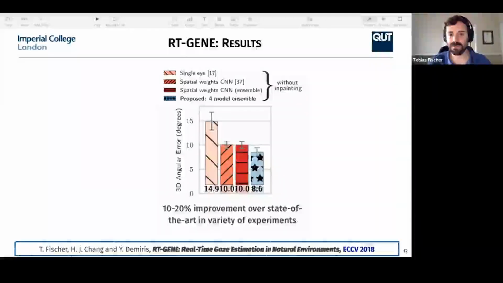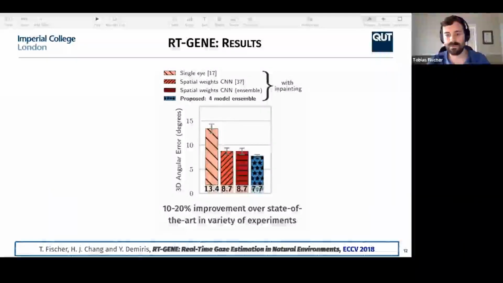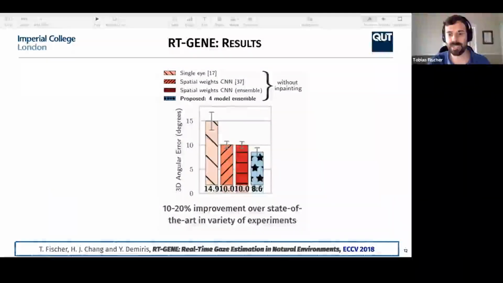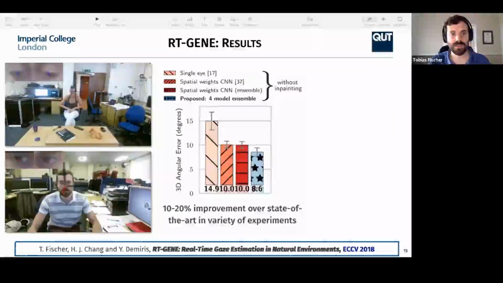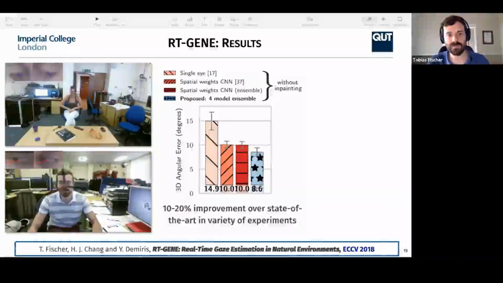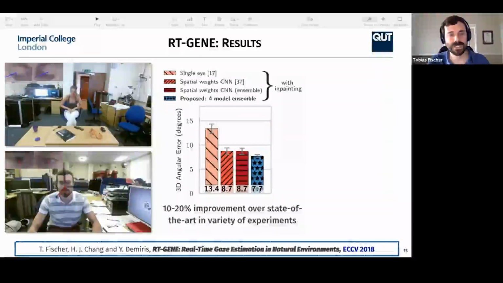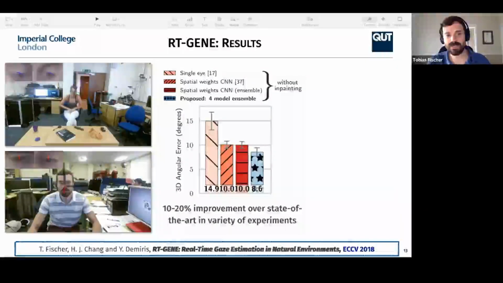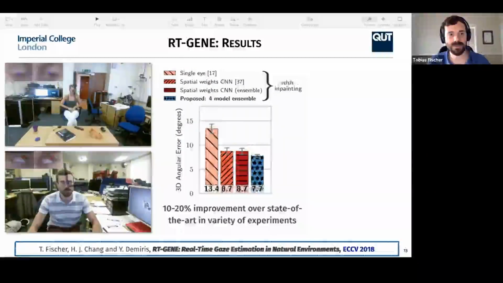And in general, you will also see that our proposed gaze estimation network performs roughly 10 to 20% better than the state of the art in a variety of experiments. On the left-hand side now, on the top left, you will see a subject in the kind of setup we use. There's a couple of objects visible on the table, and the subject is just randomly looking at some of them. And in the inset, you will see the estimation of the eye gaze.